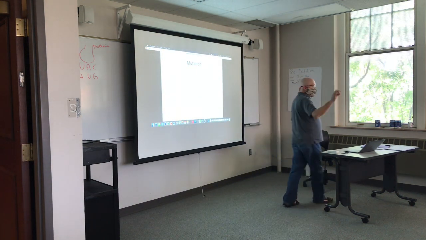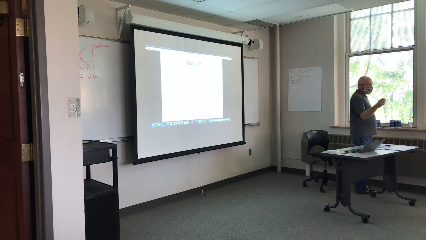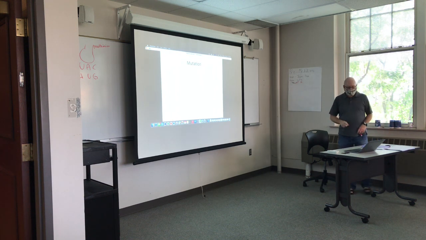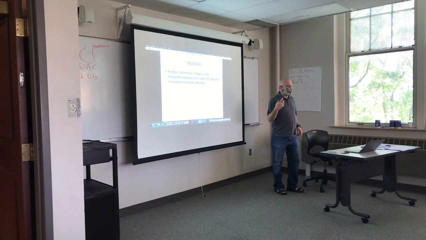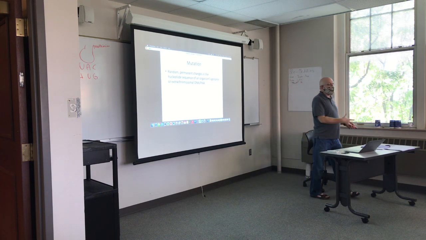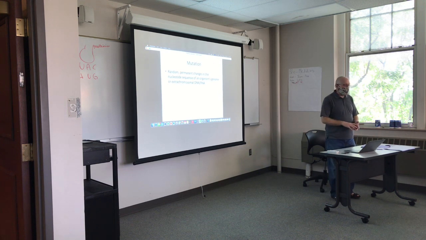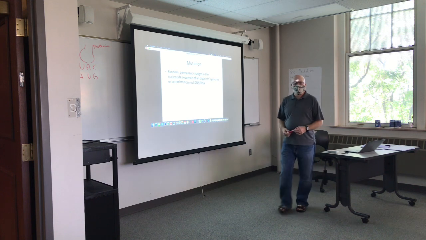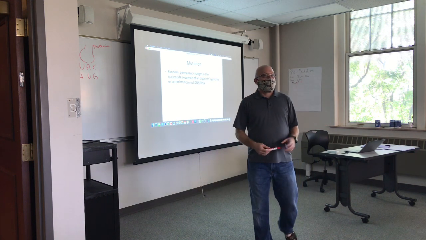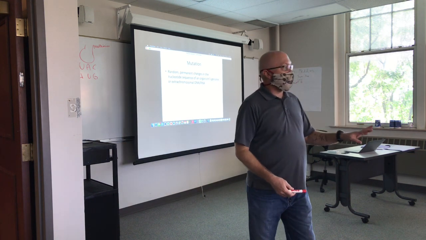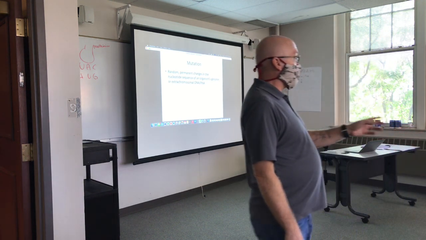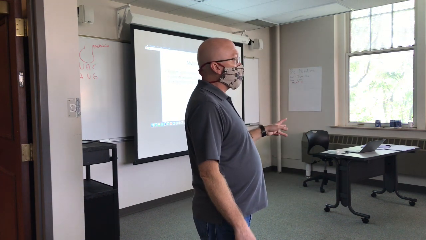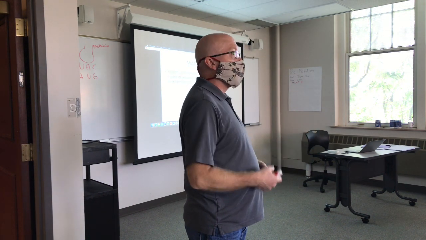Are these changes directed or are they random? They're random. So you can think of a mutation as a random permanent change in the nucleotide sequence of an organism's genome or its extrachromosomal DNA or RNA. What do we mean by extrachromosomal DNA and RNA? But if it's extrachromosomal, what is it? It's not actually attached to a chromosome. So messenger RNA and transfer RNA and ribosomal RNA aren't bound up in chromosomes.